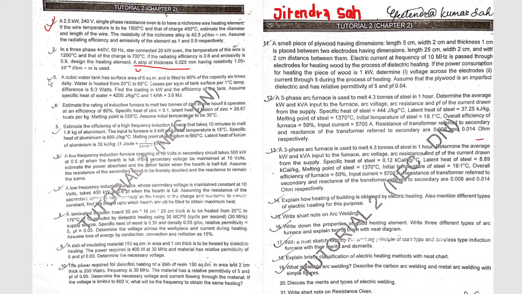Now let's see question number 3. In question number 3, you can see a cubic water tank has a surface area of 6 meter square and is filled to 90% of the capacity 6 times daily, and water is heated from 20 degrees Celsius to 65 degrees Celsius. The losses per square meter of tank surface per 1 degree Celsius temperature difference is 6.3 watt. Find the loading in kilowatt and the efficiency of the tank. The specific heat of water is given as 4200 joule per kg per degree Celsius. Similarly, 1 kilowatt hour is given as 3.6 megajoules. So let's see the solution.